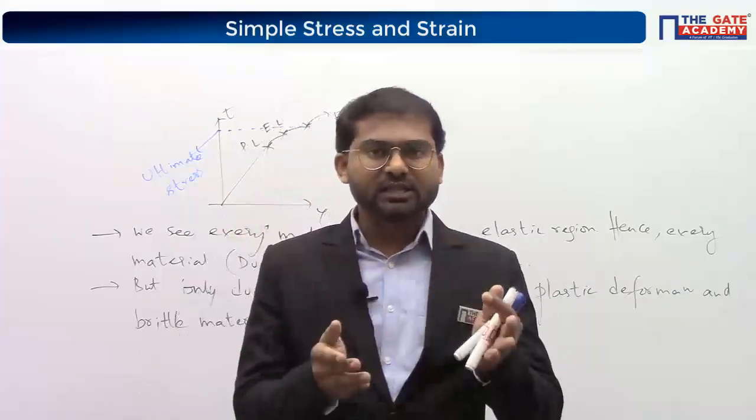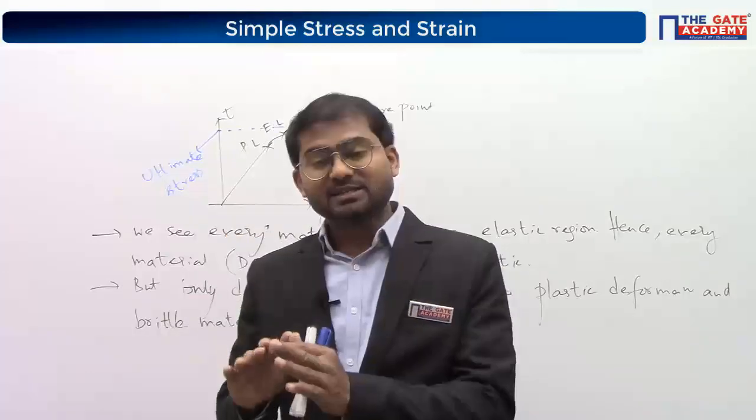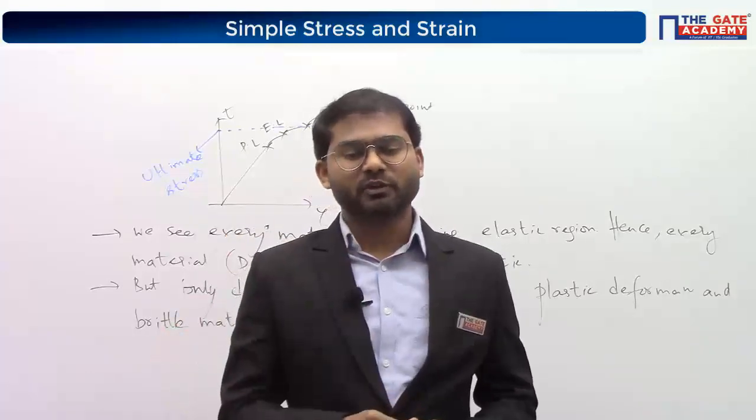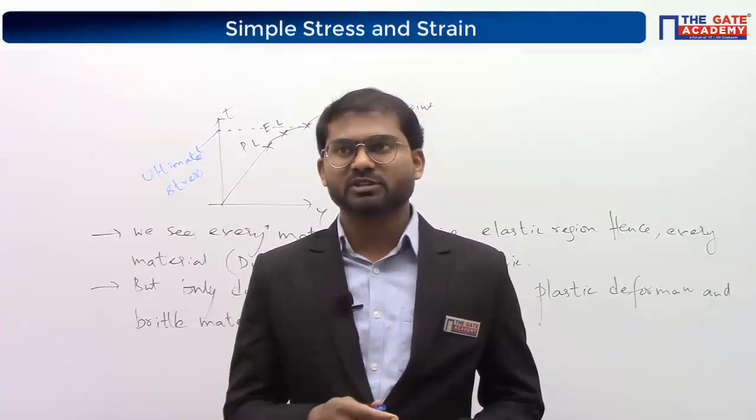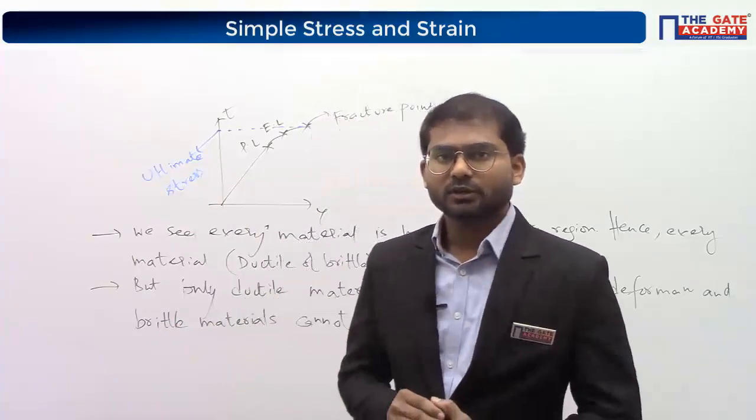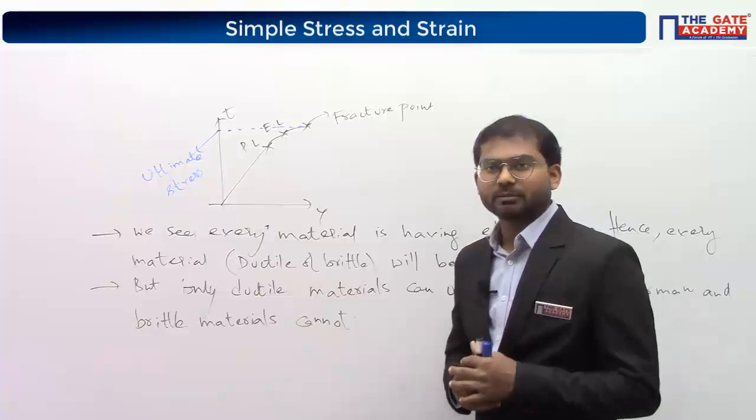So if it is ductile, it will experience plastic deformation. It can experience plastic deformation before fracture. If it is a brittle material, it cannot show any plastic deformation before fracture. Understood? Clear? That's the biggest difference between ductile and brittle.